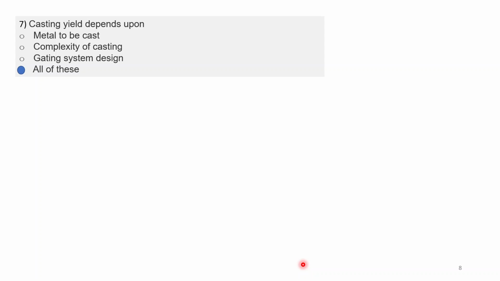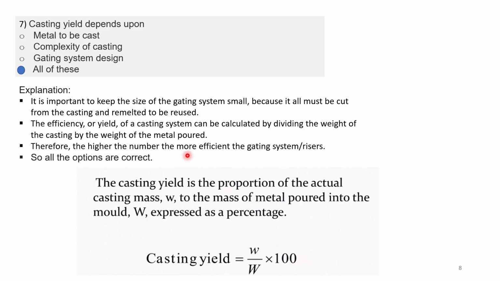Now the next question is, the casting yield depends upon. Your options are metal to be cast, complexity of casting, gating system design, or all of these. So casting yield is the proportion of the actual casting mass to the mass of the metal poured into the mold. So it is important to keep the size of the gating system small, because it all must be cut from the casting and remelted to be reused.